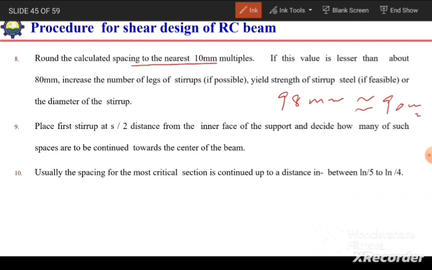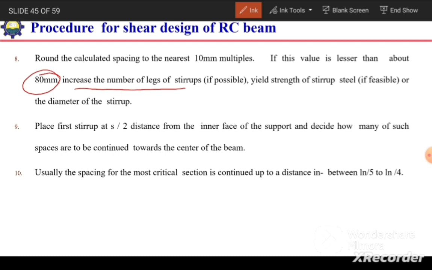So if this value is less than the minimum value, which is 80 millimeter, then in that case increase the number of legs of stirrups if possible, or the yield strength of the stirrup if possible, or the diameter of the stirrup, so that the required spacing is more than 80 millimeter. So up to here the design process is completed.